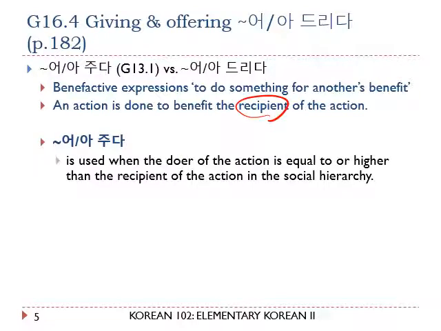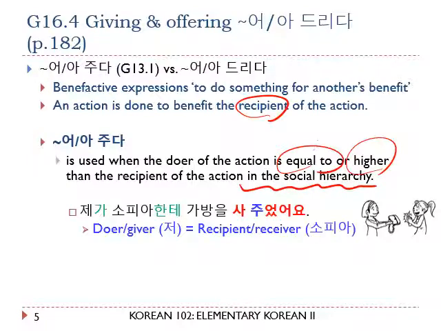As for 주다, it is used when the doer of the action is equal to or higher than the recipient of the action in the social hierarchy. Okay, equal to or higher in social hierarchy. For example, 제가 소피아한테 가방을 사주었어요. I, the subject, to Sophia, 소피아한테. So Sophia is a recipient or receiver.